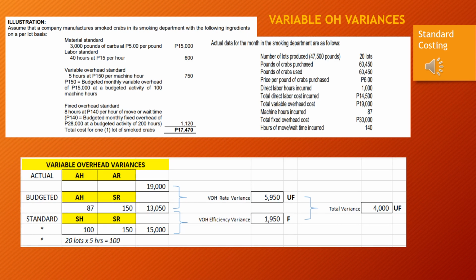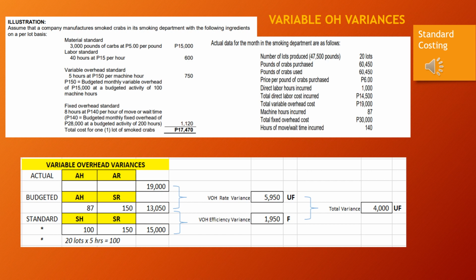We have to solve for the variable overhead variances. For the variable overhead variances, we are looking for the variable overhead rate variance and the variable overhead efficiency variance. Now, we have again actual, budgeted, and standard. For the actual, that's actual hours times actual rate. The actual hours and the actual rate are not given, but the total is given. So we have here at the actual data, the total variable overhead cost is 19,000 pesos.